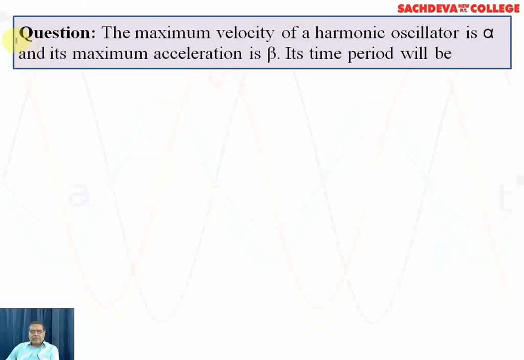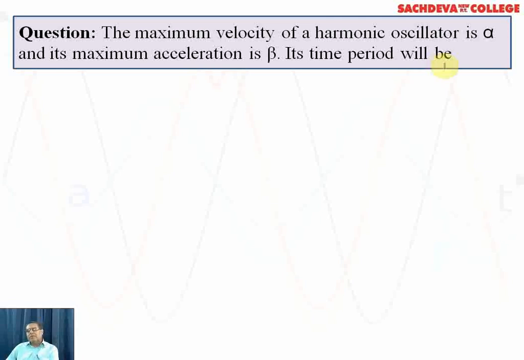In our next question, the maximum velocity of a harmonic oscillator is alpha and its maximum acceleration is beta. What will its time period be? So first of all, it is very important to know what basically the maximum velocity is.